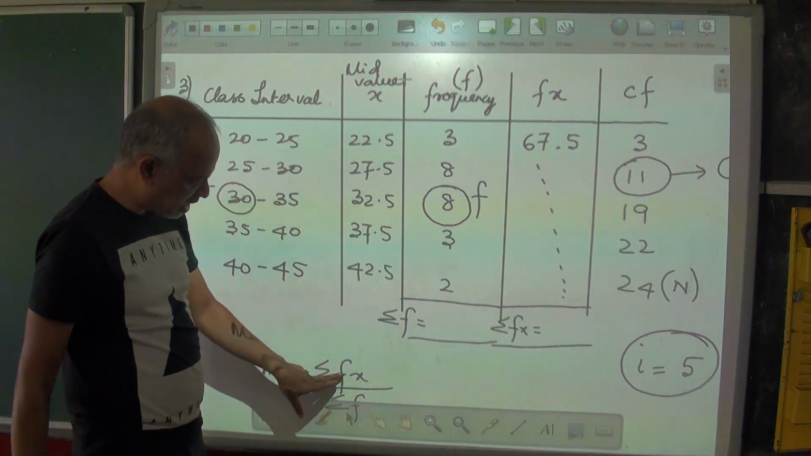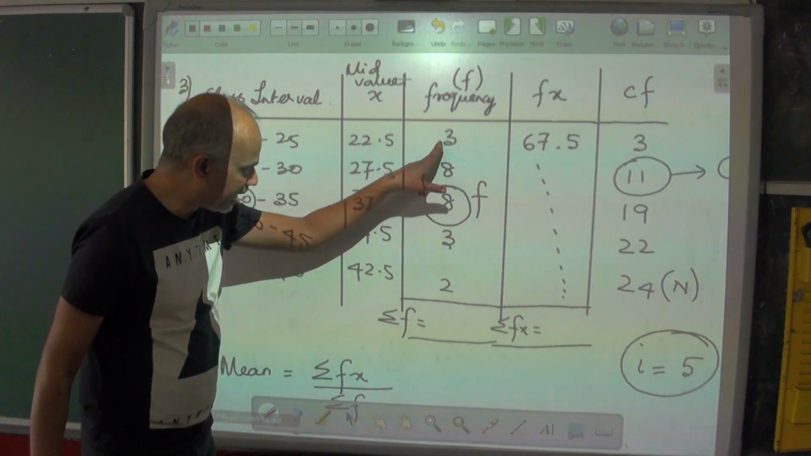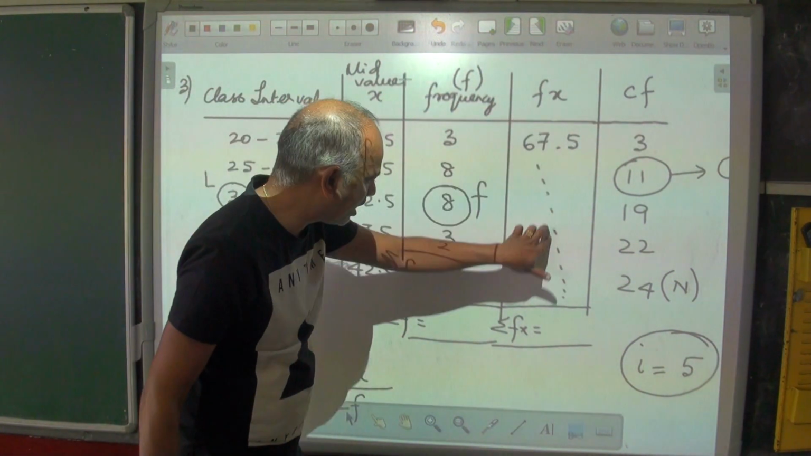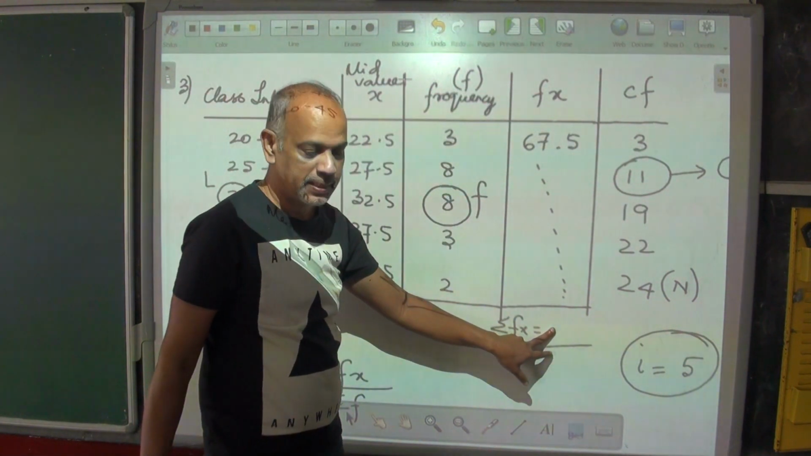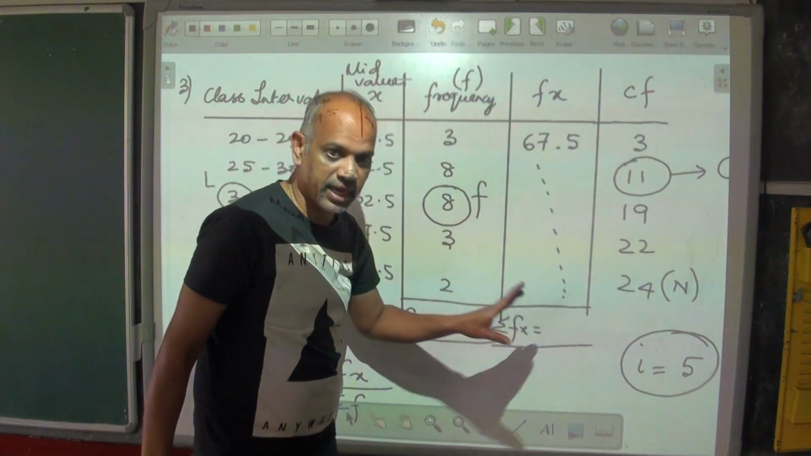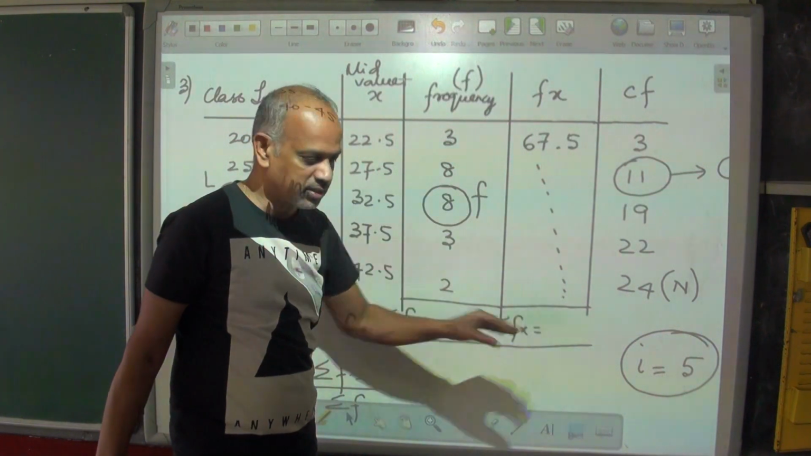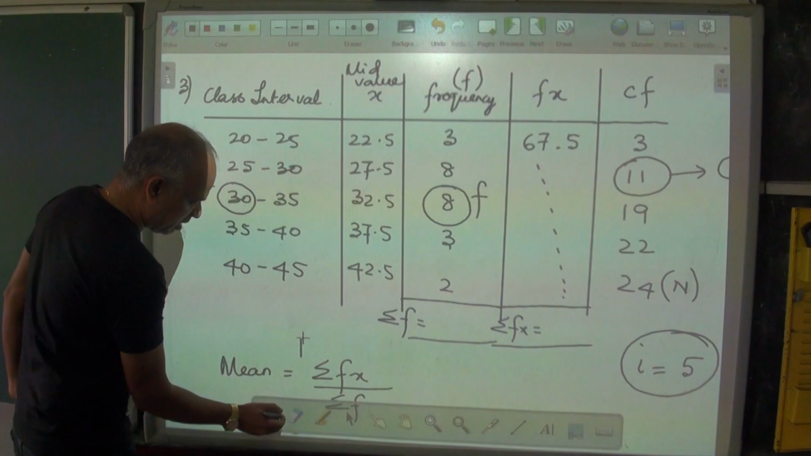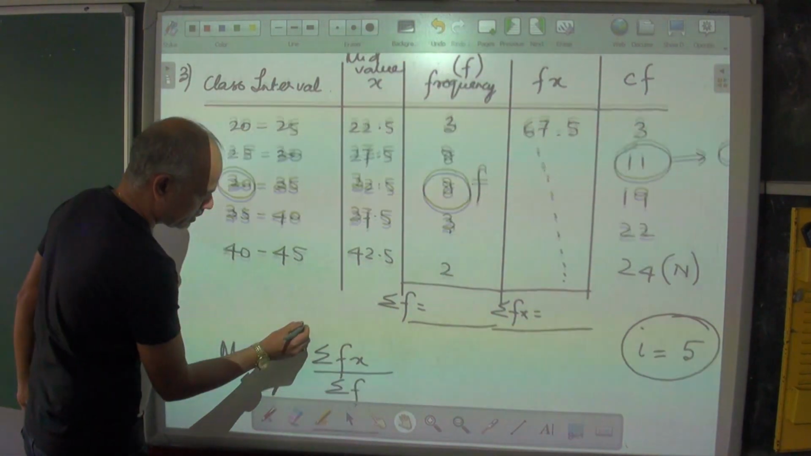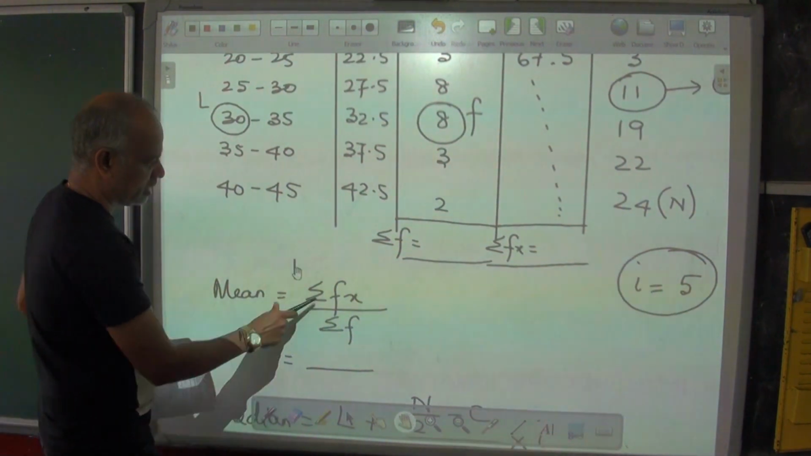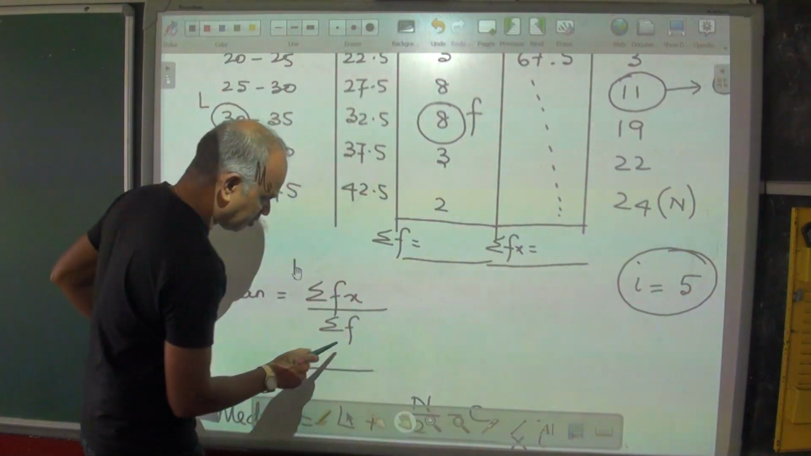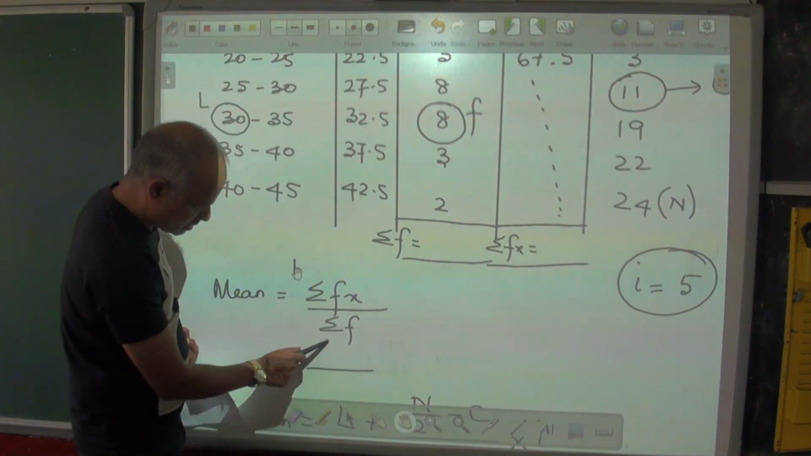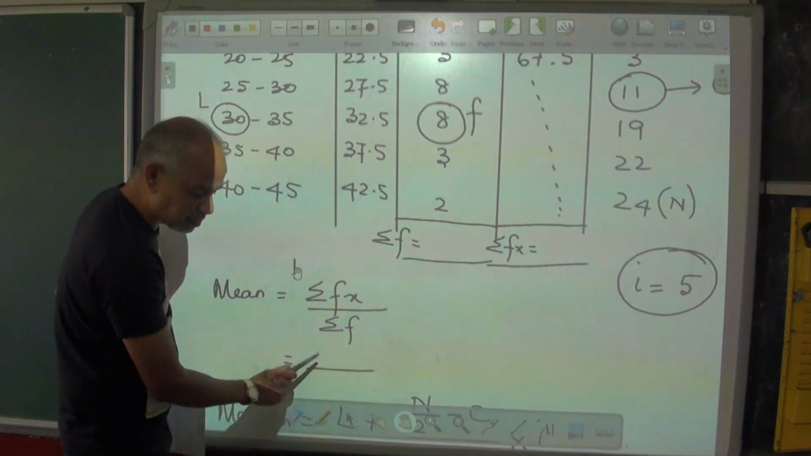Mean is given as sigma fx by sigma f. Sigma f is adding all this, you will get sigma f. Sigma fx is adding fx values, you will get sigma fx. So add all these values. I have just put dots, complete it. So to find mean, we need sigma fx, whatever value you get here, substitute that, divided by sigma f value, whatever you get here, substitute. Simplify them, you will get the value of mean.